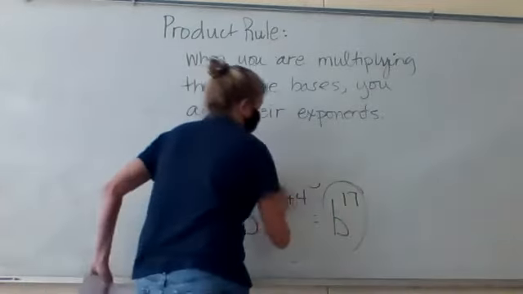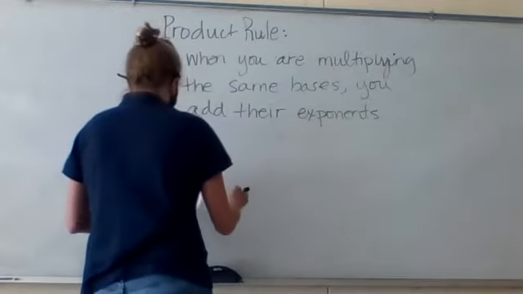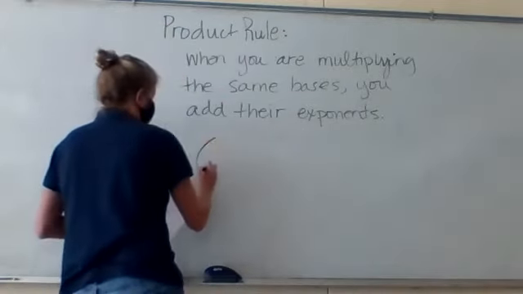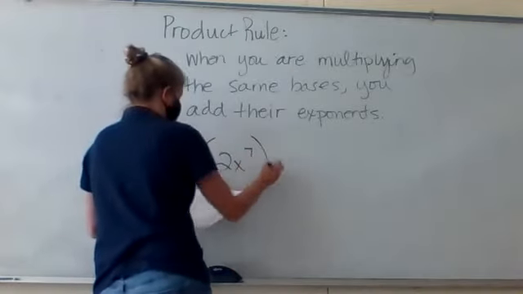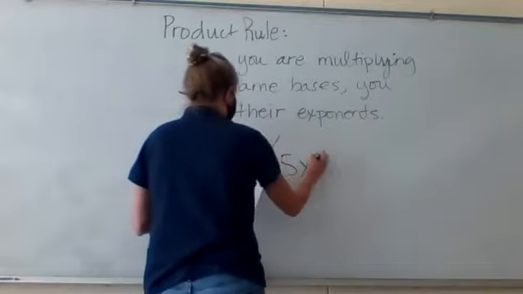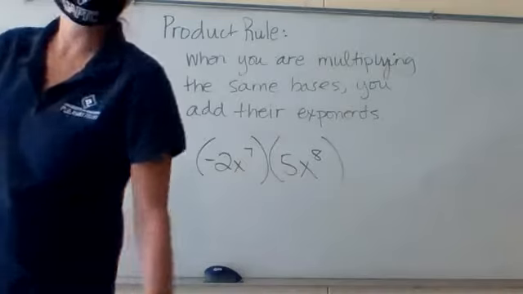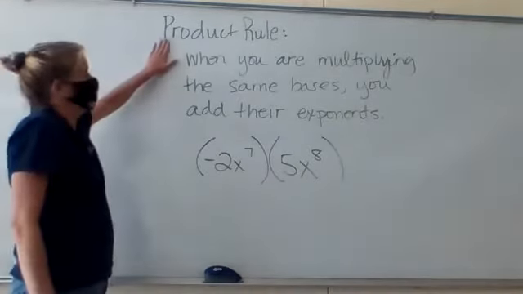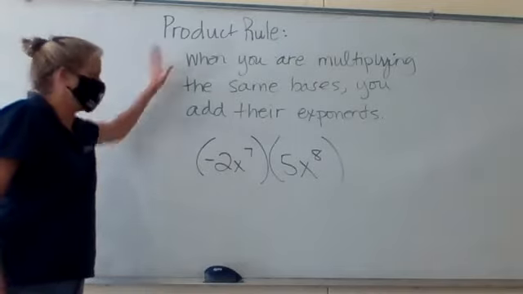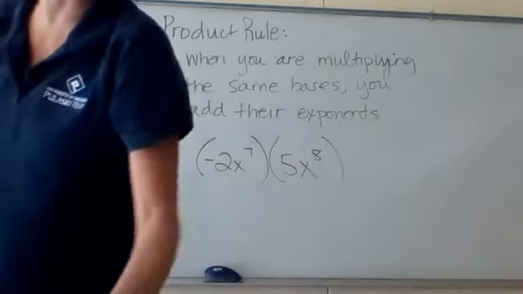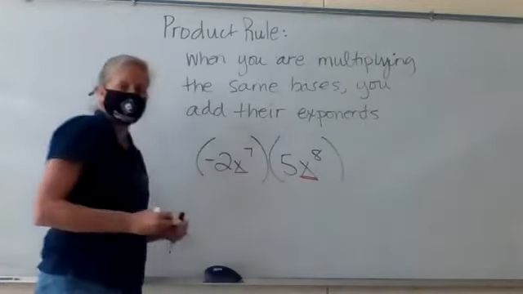One more of these. I've got -2 x to the 7th times 5 x to the 8th. So we're still multiplying. This rule only goes for exponents. So where is my same base situation here? This x and this x are same bases.